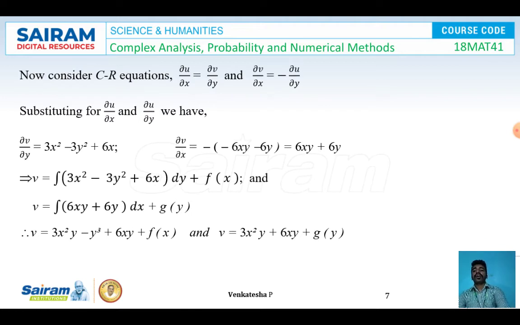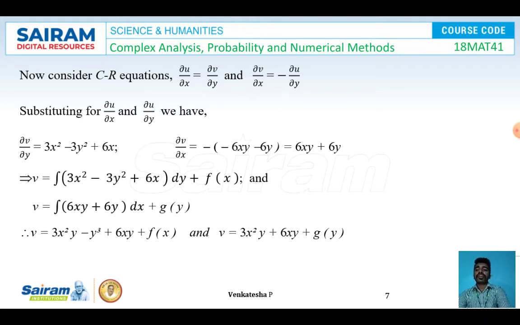So take the equations ∂u/∂x and ∂u/∂y. I'm going to convert this ∂u/∂x, ∂u/∂y in terms of v. By taking the CR equations, ∂u/∂x I'll be replacing as ∂v/∂y, and ∂v/∂x I'll be replacing as minus ∂u/∂y.